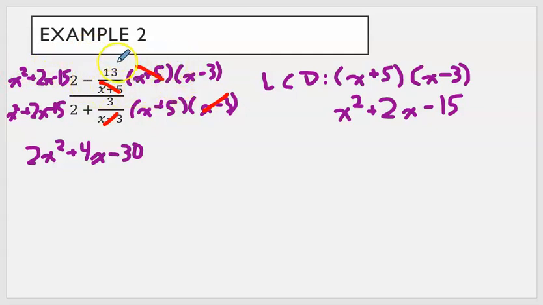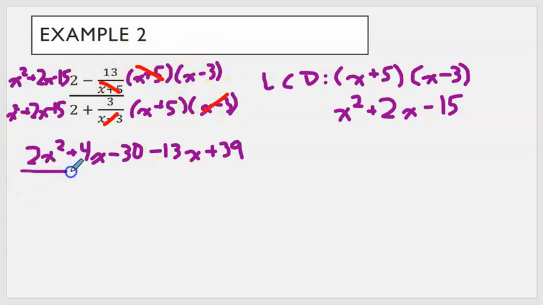Now we need to focus on this part on the right-hand side of the numerator. So I cancel the x plus 5s, which leaves me with negative 13 times x minus 3. Again, it's helpful to just go ahead and distribute this now to save some time and space. So negative 13 times x, but make sure you're also doing negative 13 times negative 3. Because of the parentheses around the x minus 3, we have to multiply this negative 13 through both terms inside.